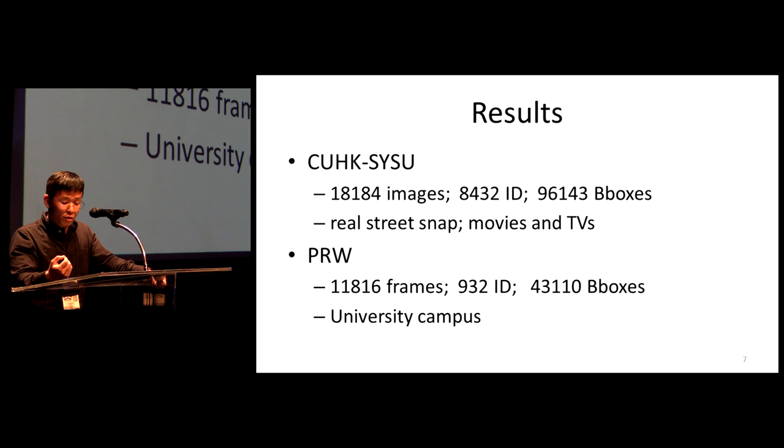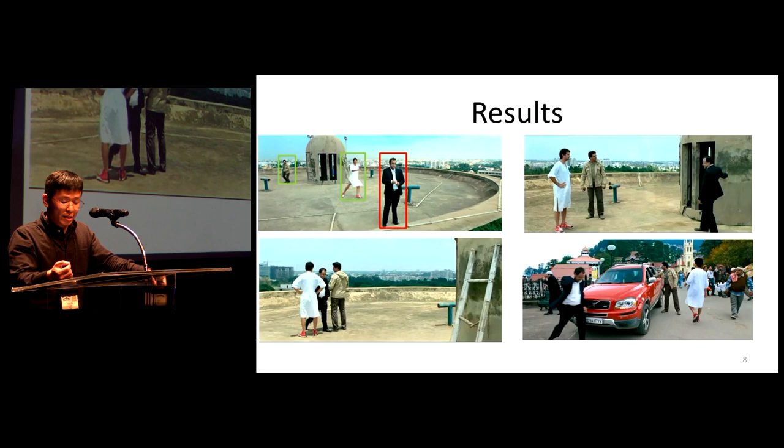So we conduct experiments on two large scale data sets, including CUHK-SYSU, whose data comes from real street snaps, movies, and TVs, and another one is PRW, which is captured on a university campus. So let's see some examples. The first image is the query, and the man in the red bounding box is the target person. There are two context persons in the image, and if we only use individual features, the similarity is 80% due to different viewpoints. But with contexts, the similarity increases to 93%.